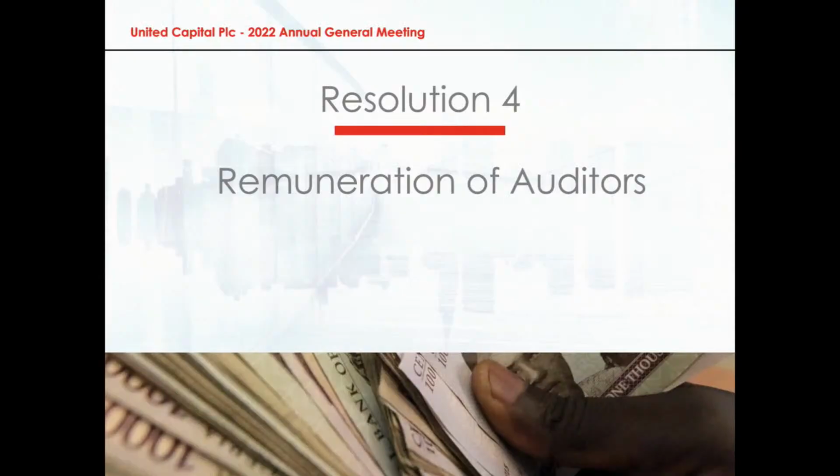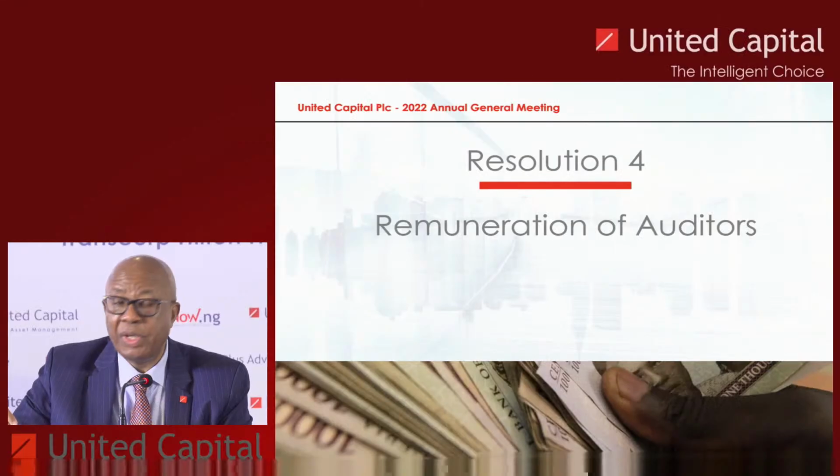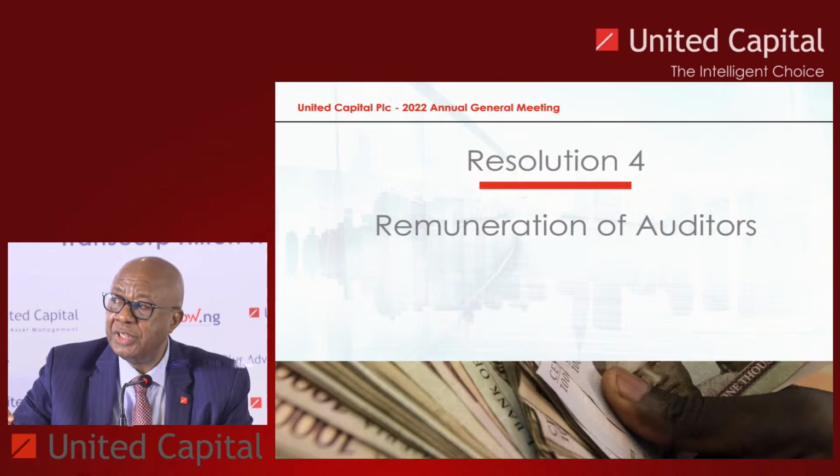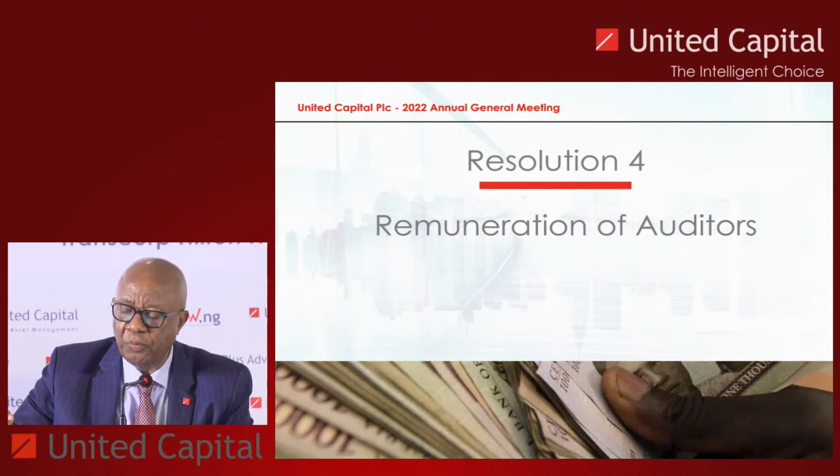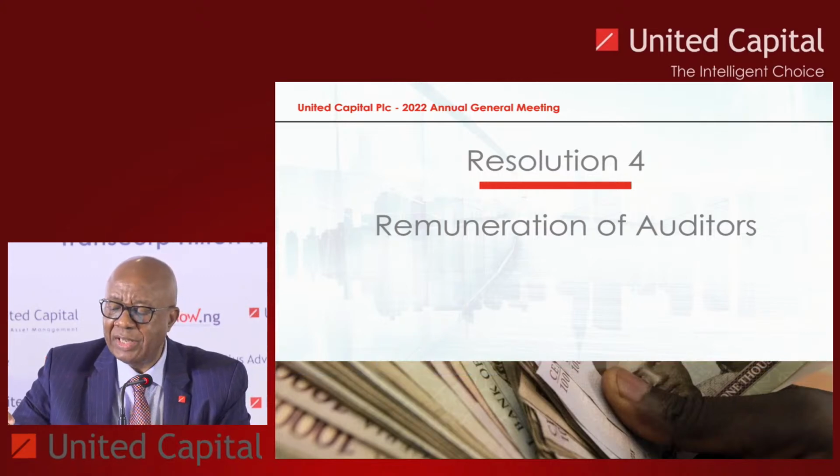Thank you, shareholders. The next item on the agenda is the remuneration of the auditors. I hereby move that the directors be and are hereby authorized to fix the remuneration and expenses of auditors for the year ending December 31st, 2022. Will someone please rise and second the motion?